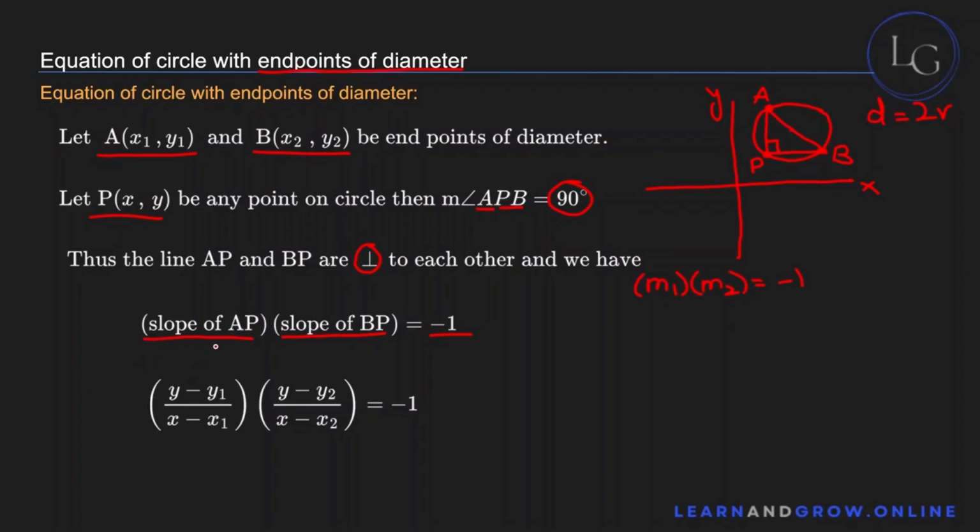Now the slope of AP is basically equal to the y value of point P minus the y value of point A, over the x value of point P minus the x value of point A. Same goes for the slope of the line BP, that is the y value of point P again, minus the y value of point B, over the x value of point P minus the x value of point B. Now the product is equal to -1.